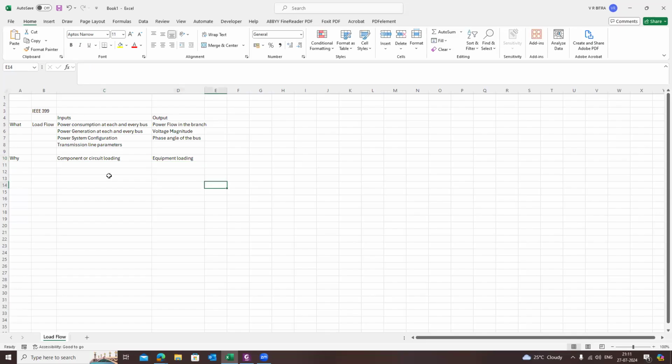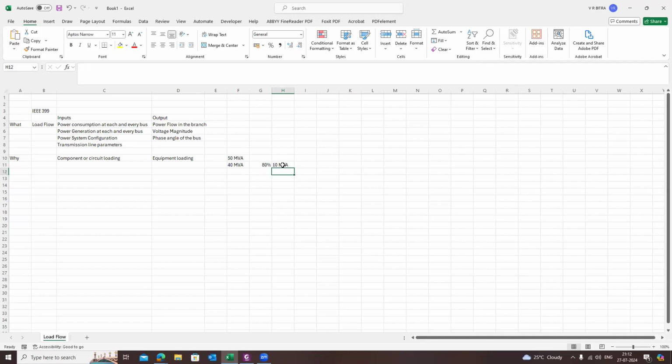So what is the equipment loading? Let's say I have a transformer of rating 50 MVA. Now let's suppose the transformer is loaded to 40 MVA, which means the transformer is loaded at about 80%, right? That means still 10 MVA of power capacity is available in the transformer.